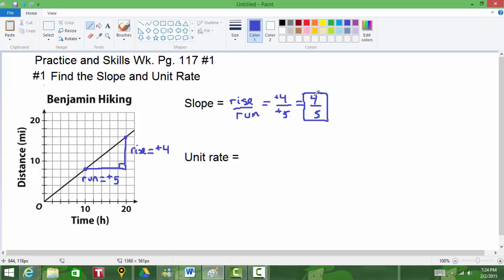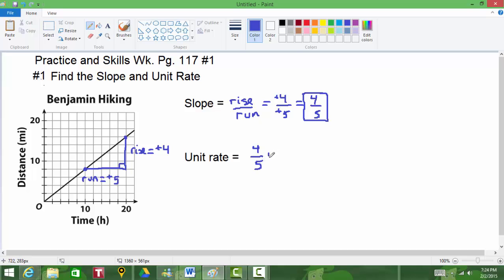Now the second question says go ahead and write the unit rate. Okay, so what we're going to do is take a look at our slope, and we know that our slope and the unit rate of a graph are equal. So what that tells us is if we look at the slope, we can figure out what our unit rate is going to be.